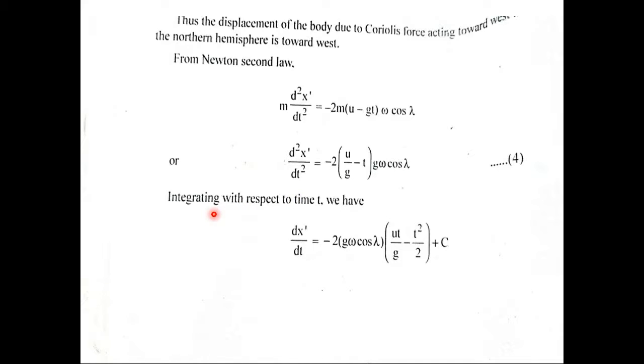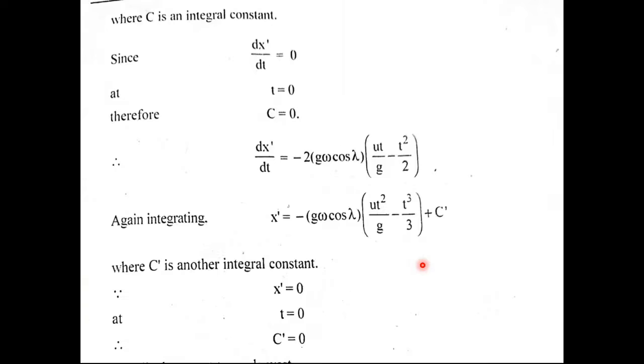Integrating this equation with respect to t, we get dx'/dt = -2 omega cos lambda (ut - gt square by 2) + c, where c is an integral constant. To find the value of c, we put the condition that at t = 0, dx'/dt = 0. So we get c = 0. By putting this value of c in the equation, we get dx'/dt = -2 omega cos lambda (ut - g t square by 2).